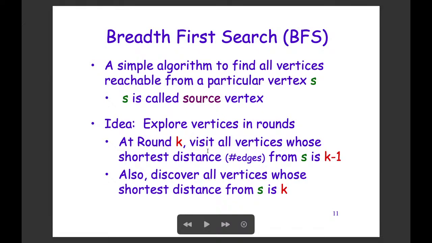So at round 1, we will visit all the vertices whose shortest distance from S is 0. That means at round 1, we visit the vertex S itself, and at the next round, round 2, we find all the vertices that are exactly one step away from S. After that, in the next round, we find all the vertices that are exactly 2 steps away from S, and so on and so forth. The algorithm will stop when we do not find new vertices.